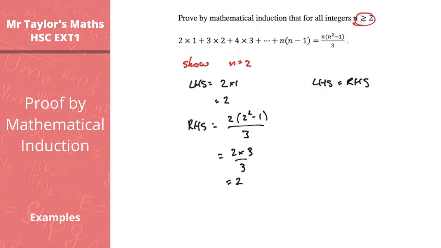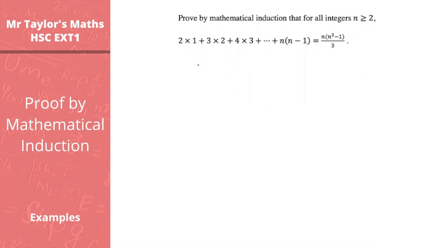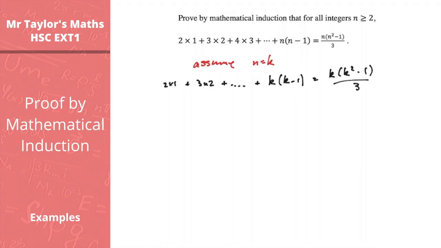Okay, done. So after we show, we assume, and our assumption is n equals k. So 2 times 1 plus 3 times 2 plus all the way up to, so n, but n is k, so k minus 1, and that is the same as k squared minus 1 all over 3. Alright, so this is important for our next step. This is just our assumption, so then we need to prove n equals k plus 1. We need to prove that this works.